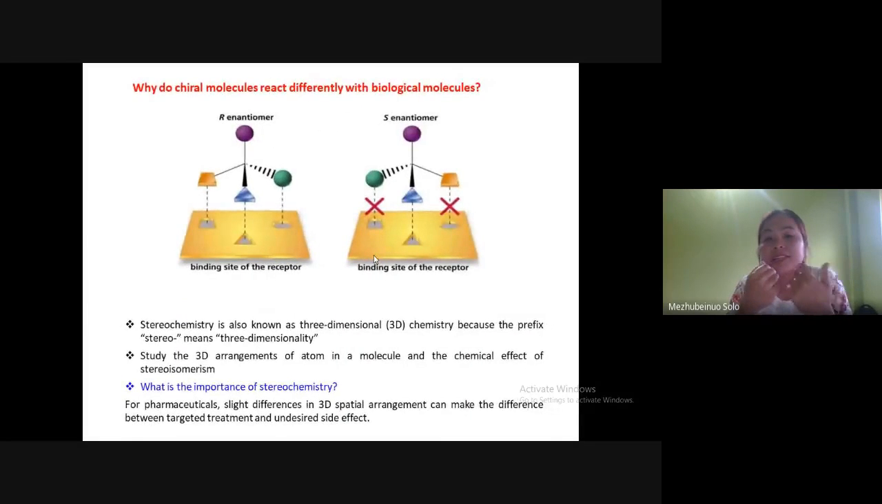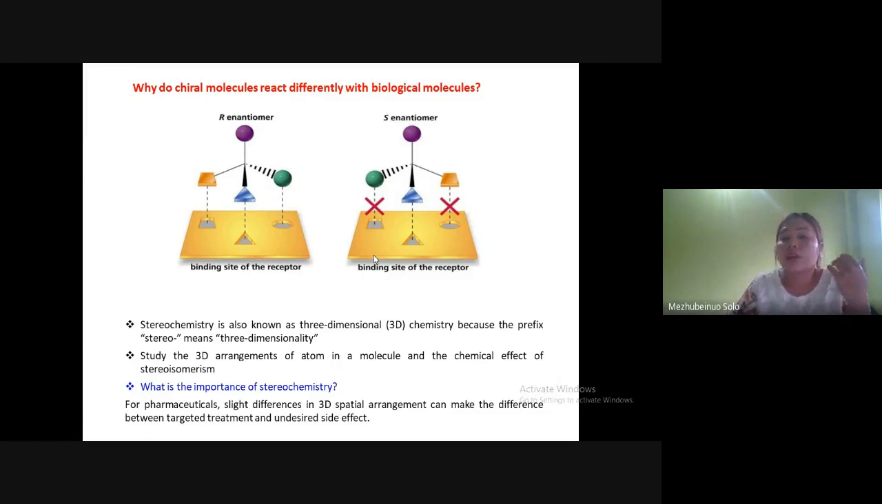Now let us understand how chiral molecules react differently with biological molecules. As we know, most of the building blocks in our living system exist as a single enantiomer. That is, proteins, DNA, and amino acids all exist as a single enantiomer. So when a biologically active chiral compound reacts with a biological molecule, it reacts in a chiral manner.